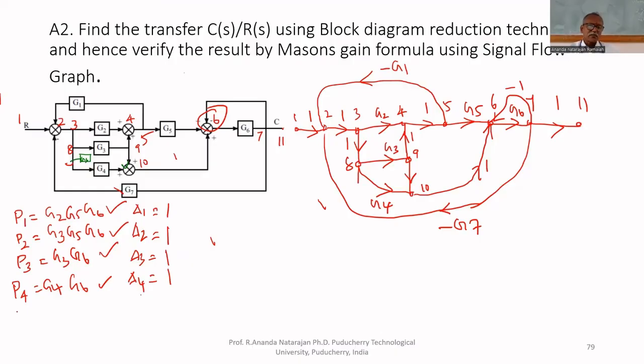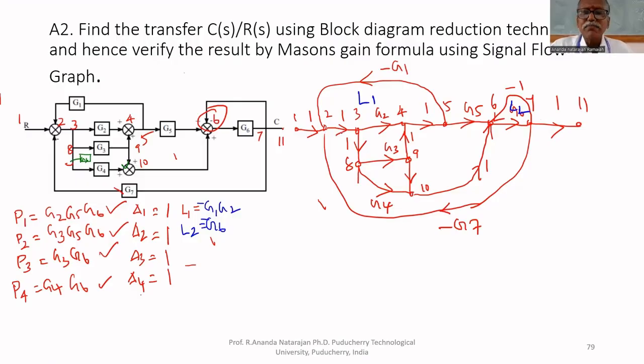Now we have to find delta, the denominator of the transfer function. To find delta, we have to find all loops. L1 equals what? This is the first loop, loop 1. Minus G1, G2. This is another loop, loop 2. Loop 2 is minus G6.